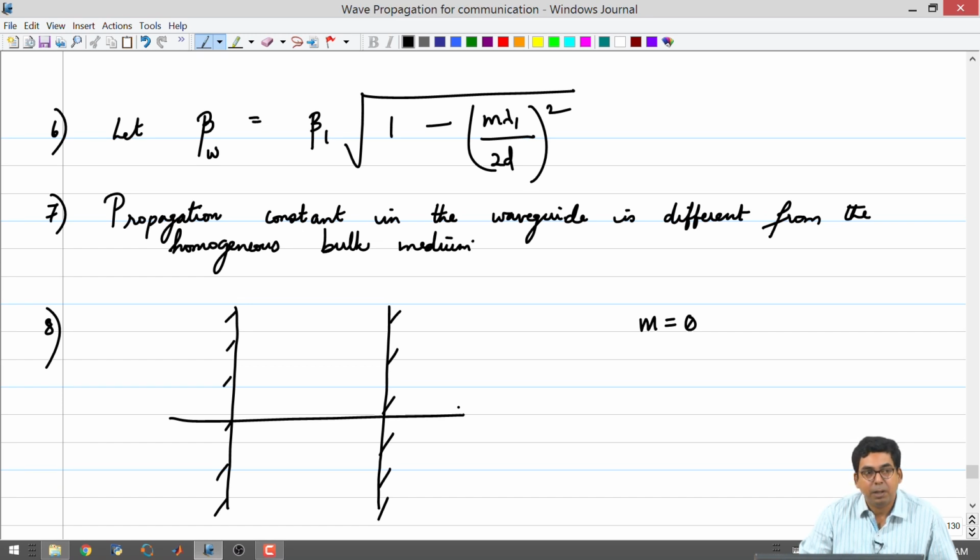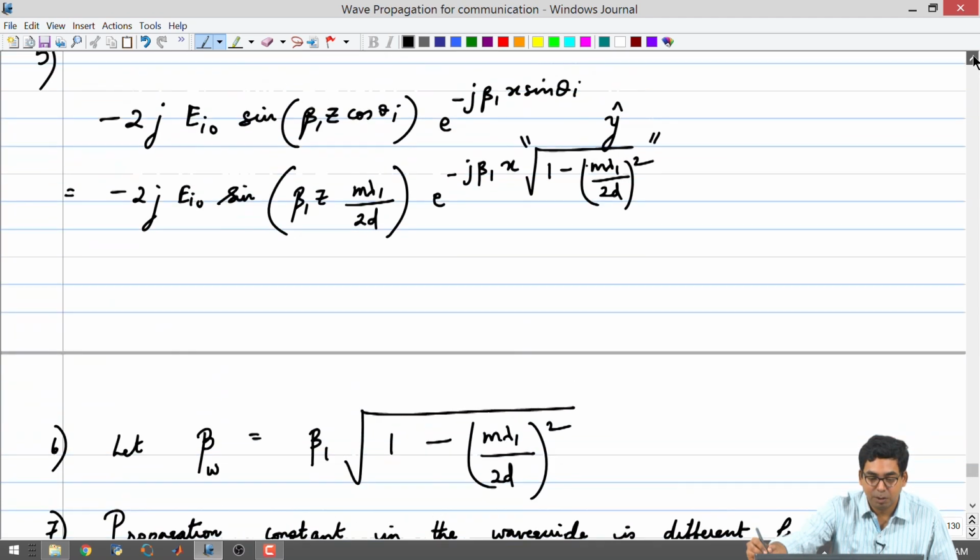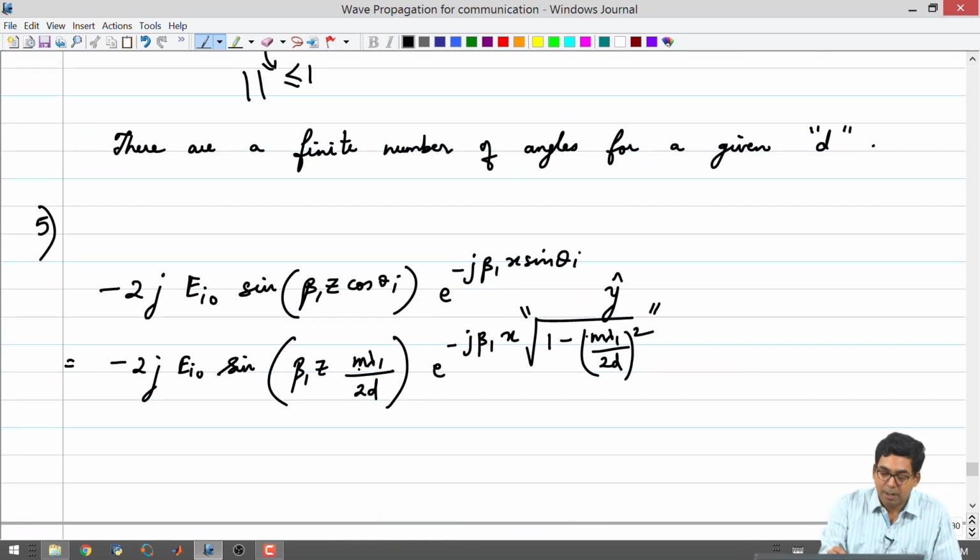So, for m equal to 0, you can go back to the expression for the total fields that we have written. M equal to 0 would mean that the sine is equal to 0 and consequently you have no electric fields being present at all. M equal to 0 is thus not a very viable option. There are no electric fields present inside the two conductors at all.